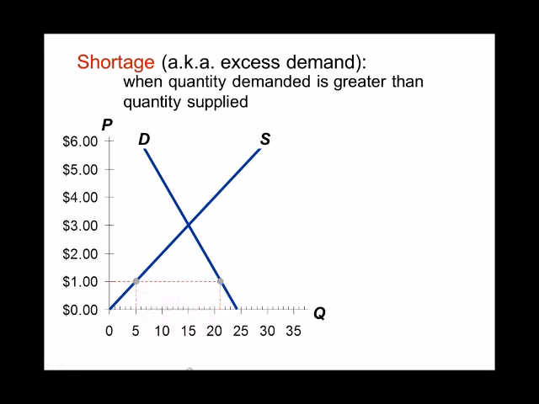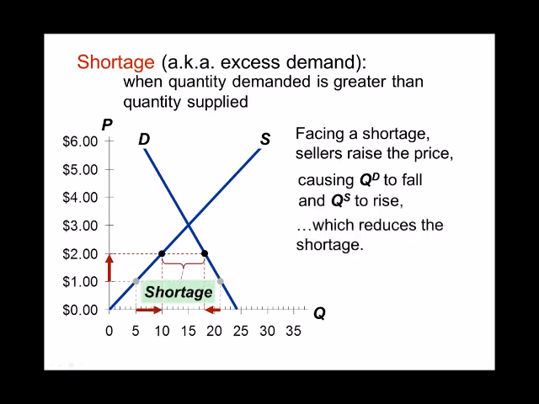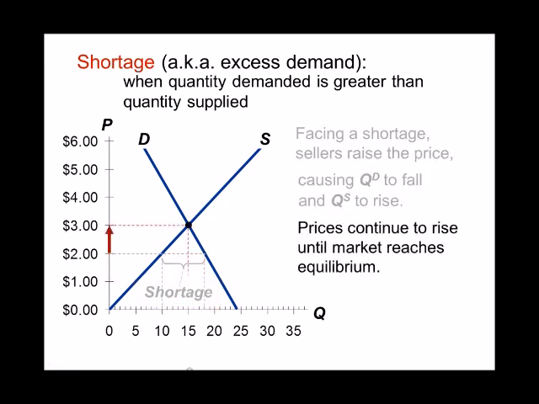Whenever this is the case, if there's a shortage, sellers can raise their price, which causes quantity demanded to fall, because as price goes up, quantity demanded will fall, but quantity supplied will rise. And this keeps on going because there is still a shortage, until the price reaches the equilibrium. And that's where the market clears.